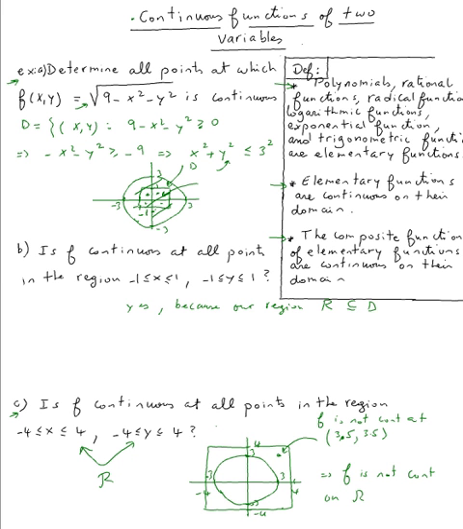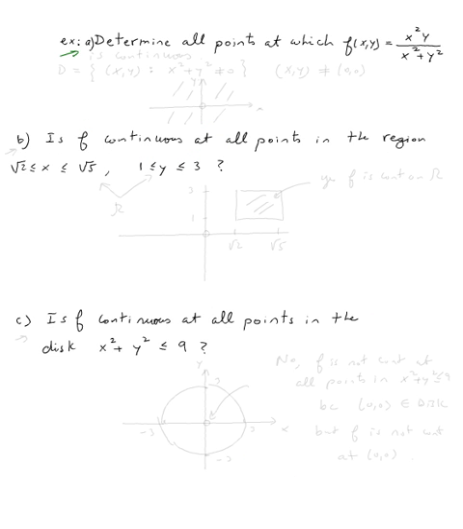Alright, so let's do the next example. Question A, determine all points at which f of x y equals x squared y over x squared plus y squared is continuous. So how do we do that? Again, this is a rational function. If you look at the definition, a rational function is continuous on its domain. So let's find the domain.